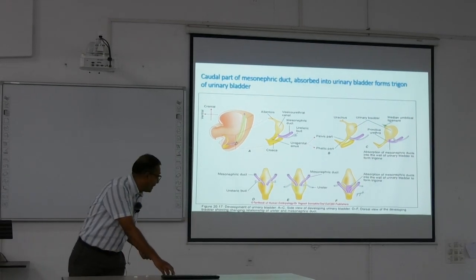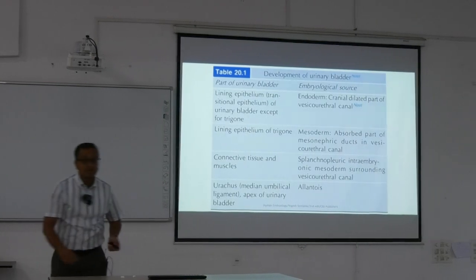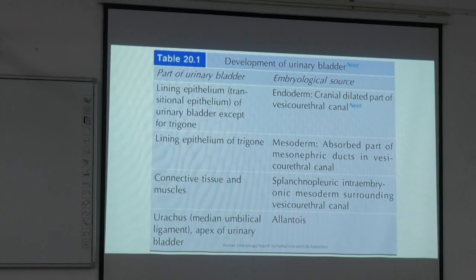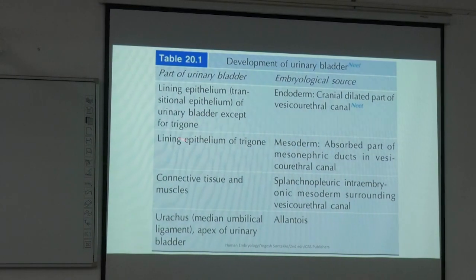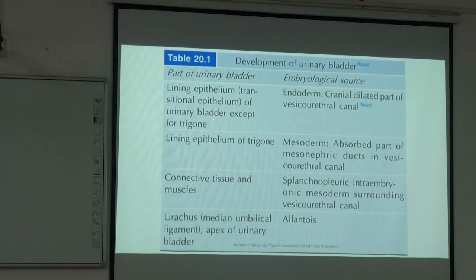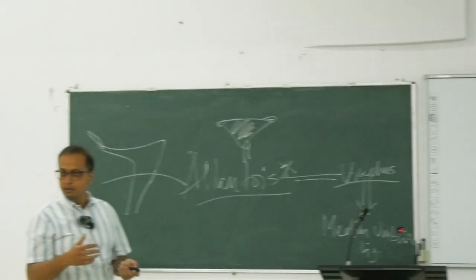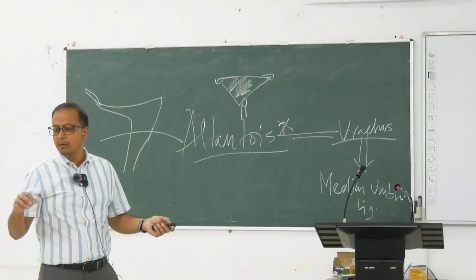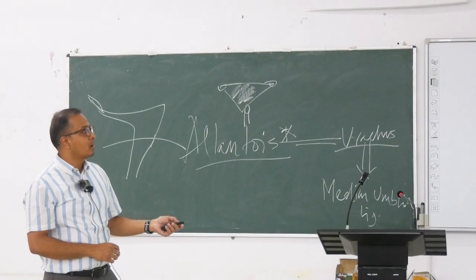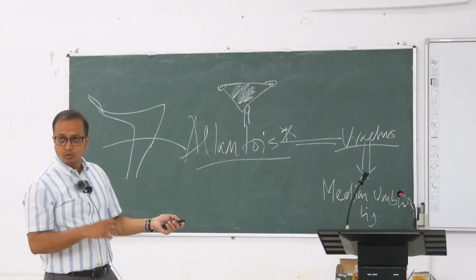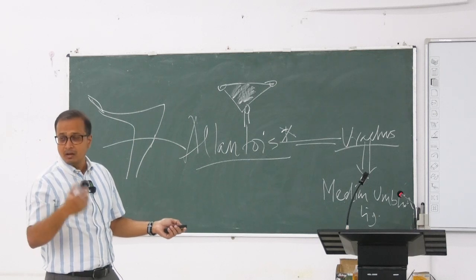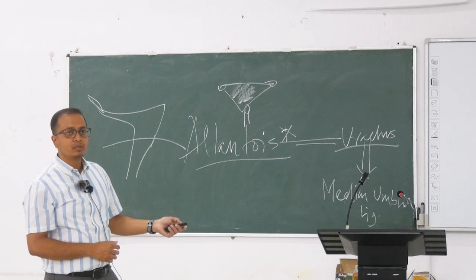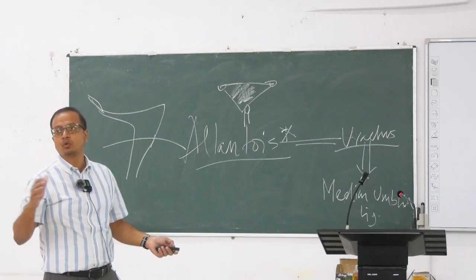Now coming to the summary part, which makes these things easy. The bladder is sourced from different regions. So we summarize the bladder as far as development is concerned. The lining epithelium of the urinary bladder is endodermal, coming from the urogenital sinus. So all the lining epithelium, that means the transitional epithelium present within this urinary bladder, comes from the vesicourethral part, which is the urogenital sinus, endodermal, that means from the cloaca, except this trigone region, which comes from the mesonephric duct, which is mesodermal in origin.